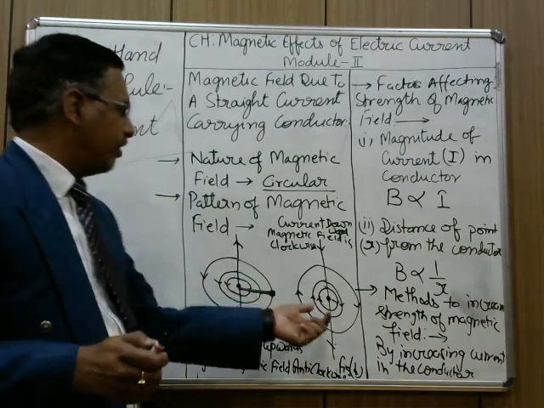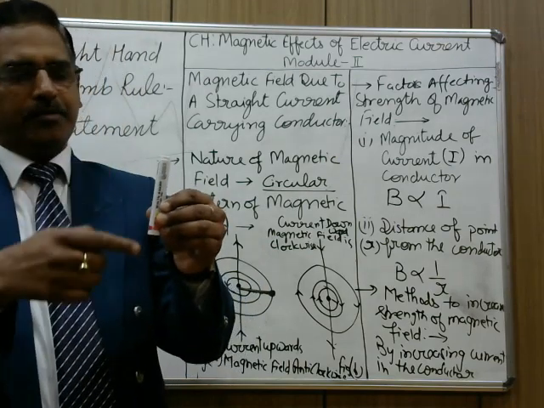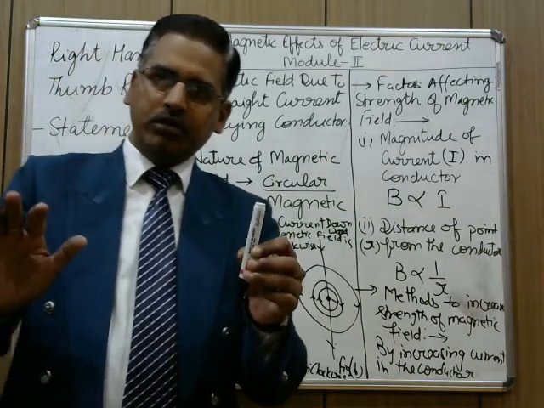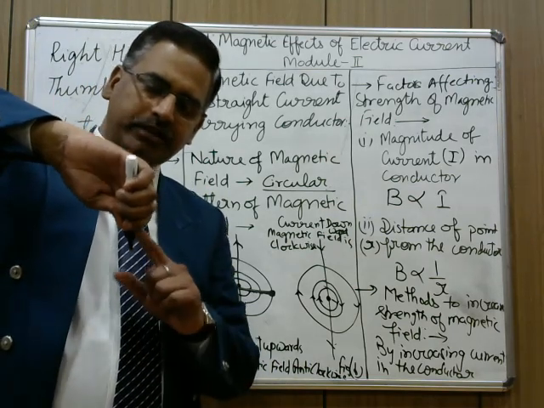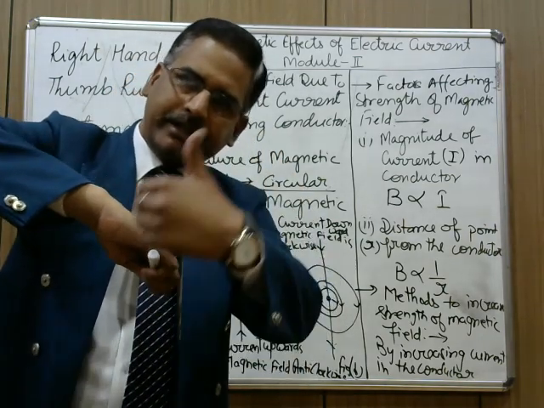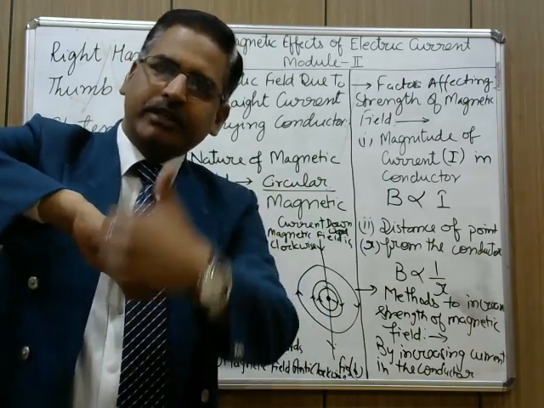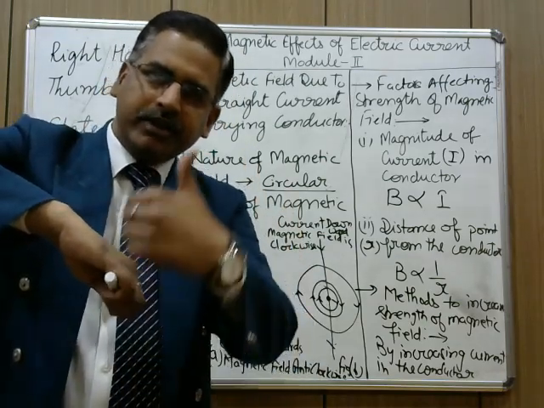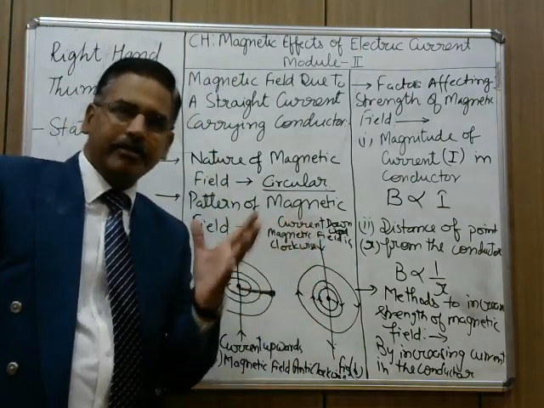Now I will apply the same rule for downward also. Now again, current is flowing from top to bottom. This is downward flow of current. Again I will have to hold it in the right hand such that the thumb is indicating the direction of flow of current. Then see, the fingers are wrapping the conductor in the clockwise direction. Then the direction of magnetic field will be given by the direction in which the fingers wrap the conductor, and see, it is clockwise. That's why this has been marked as clockwise.